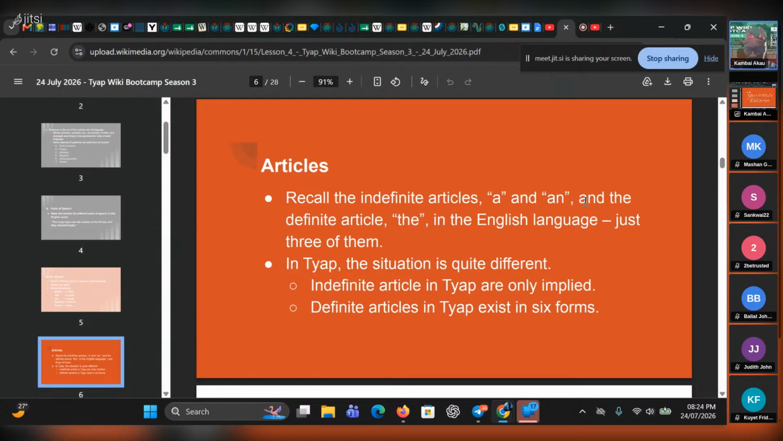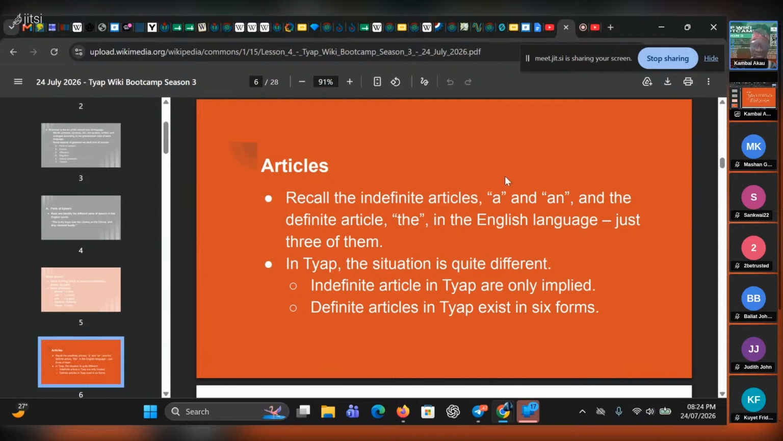You have A, E, I, O, U. You look at the word, and then you know whether it's a orange or an orange. It can't be a orange because O is a vowel. It can't be an house because H is a consonant. So house starts with H, which is a consonant, so you have a house, not an house. But in Tyap, we don't have that distinction.